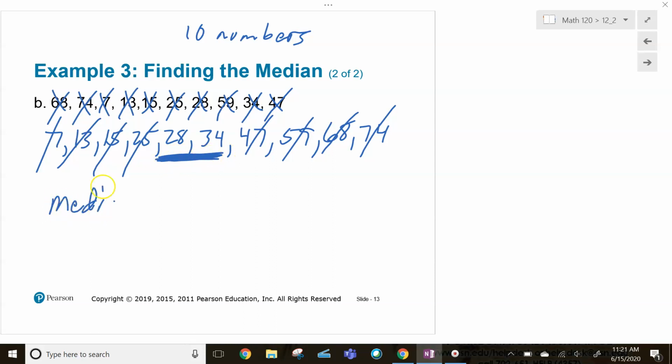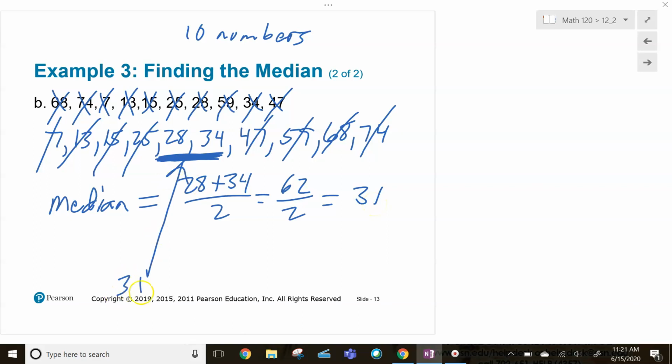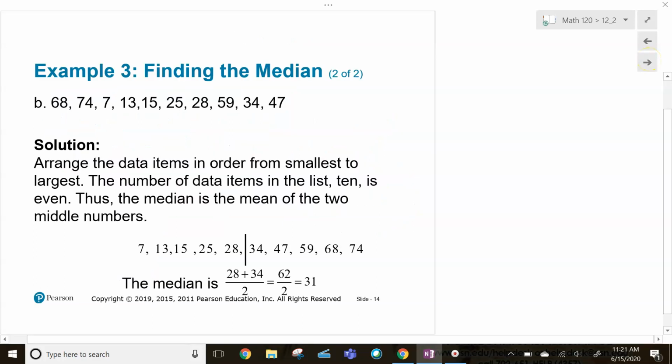So the median, when I have an even amount of numbers like this, is I take the average, the mean, of those 2 numbers. So 28 plus 34, and I divide that by 2. 28 plus 34 is 62, so we get 31. 31 is the number smack dab between 28 and 34. That's how you do the math. You find the mean of the 2 in the middle, which is 31, and that's your median. Median is 31 here.